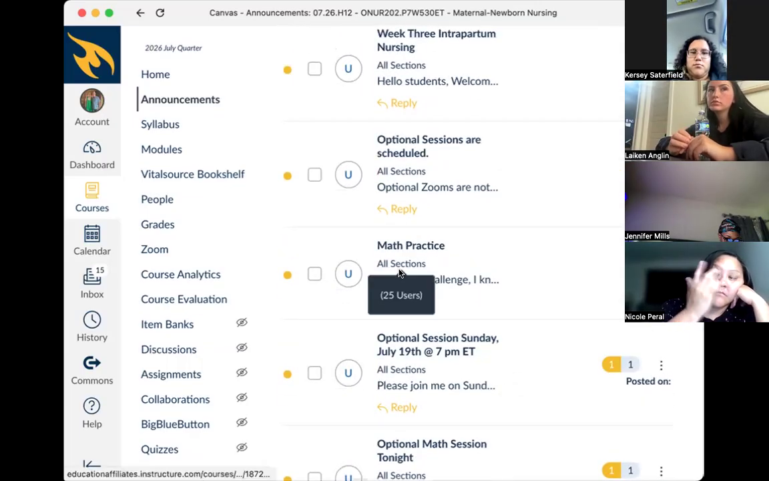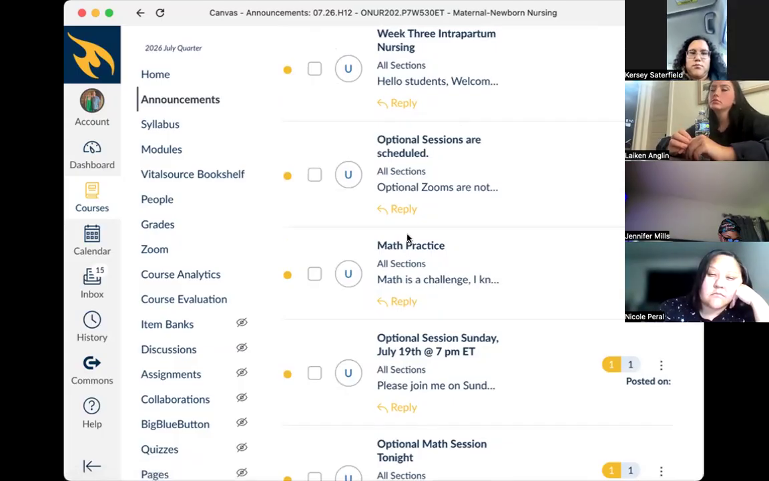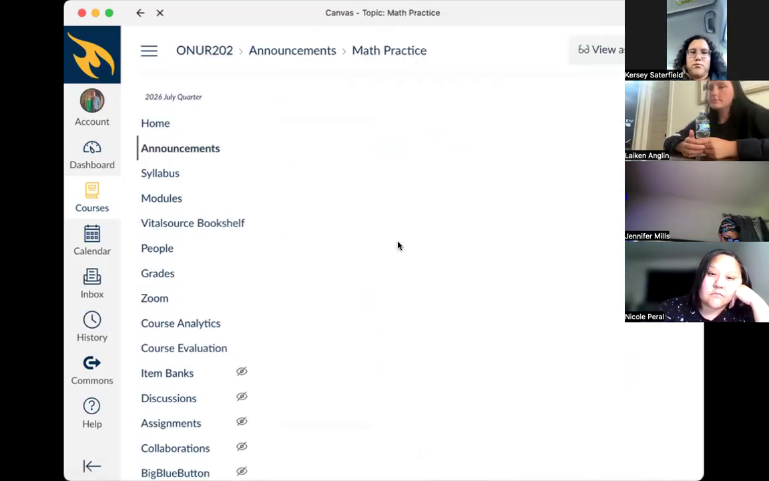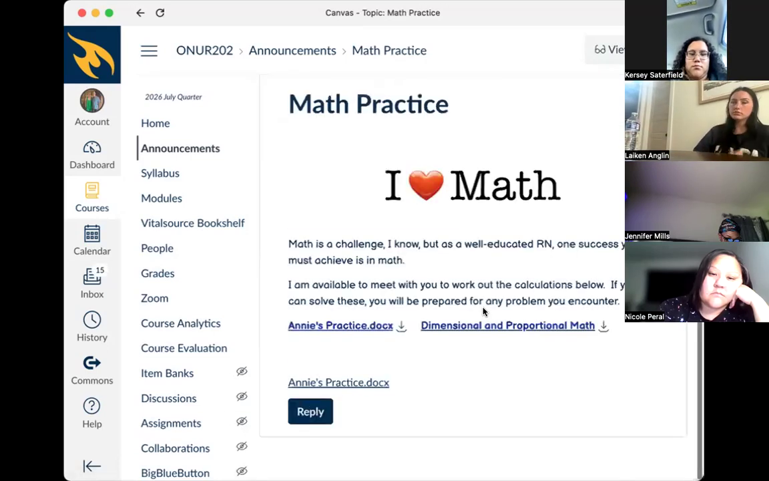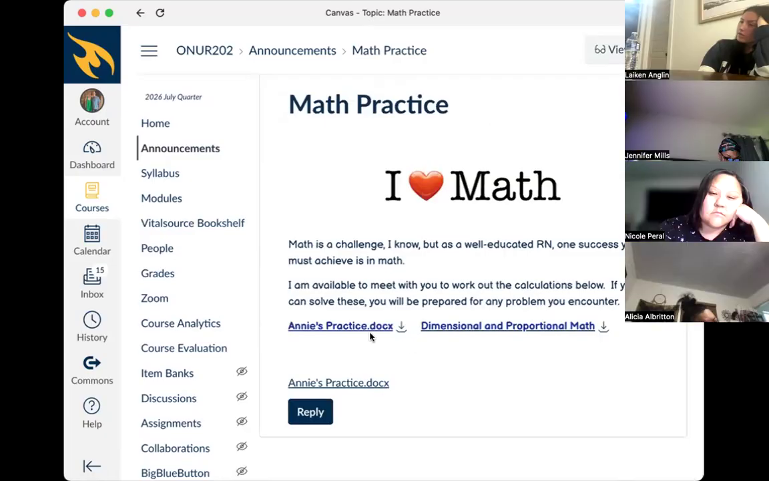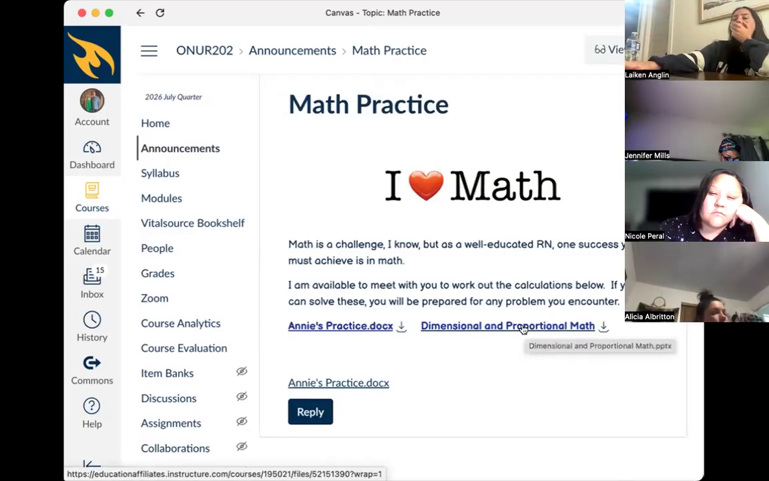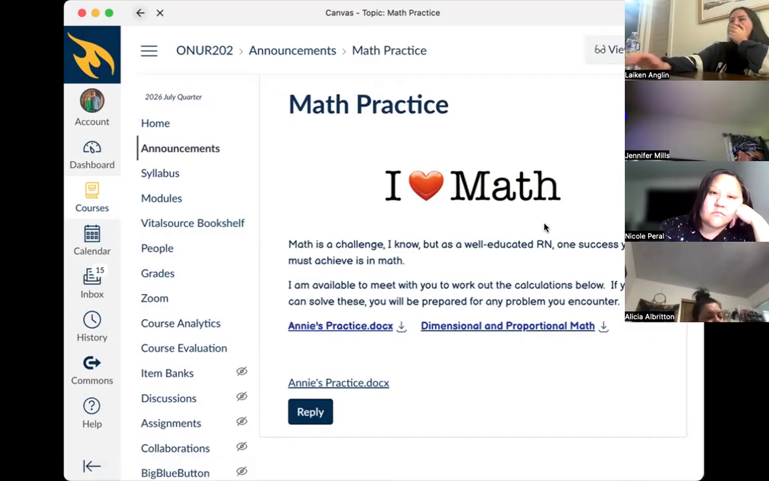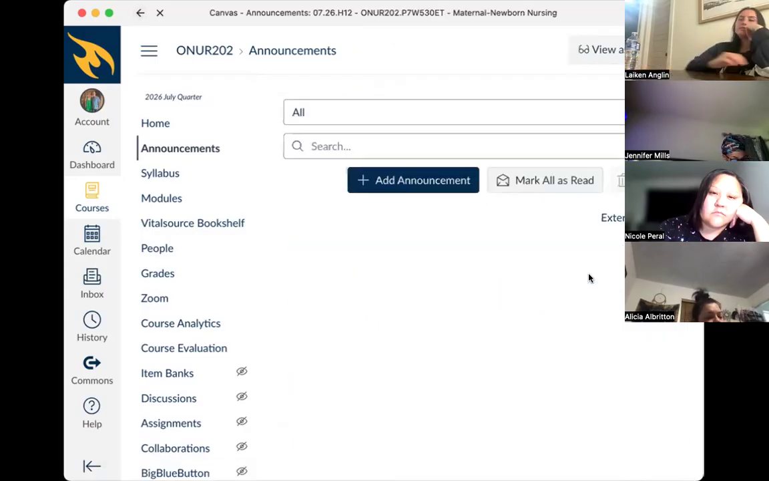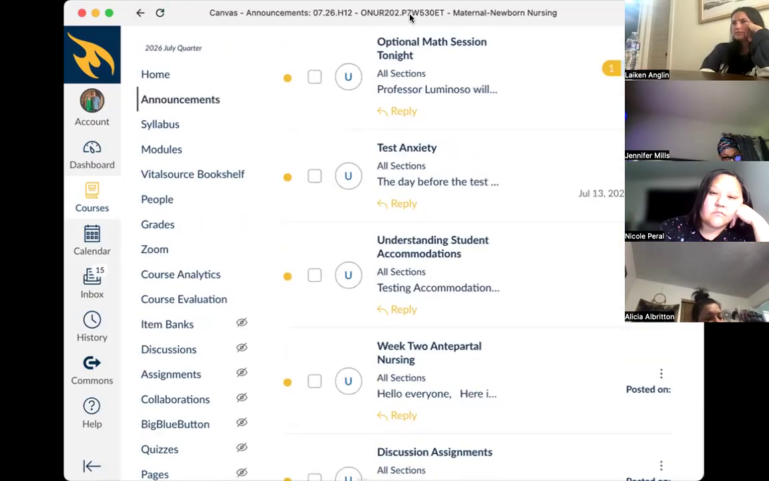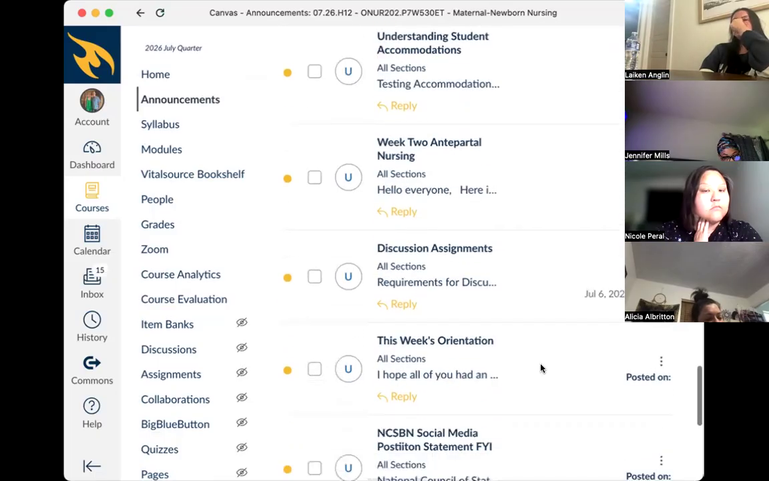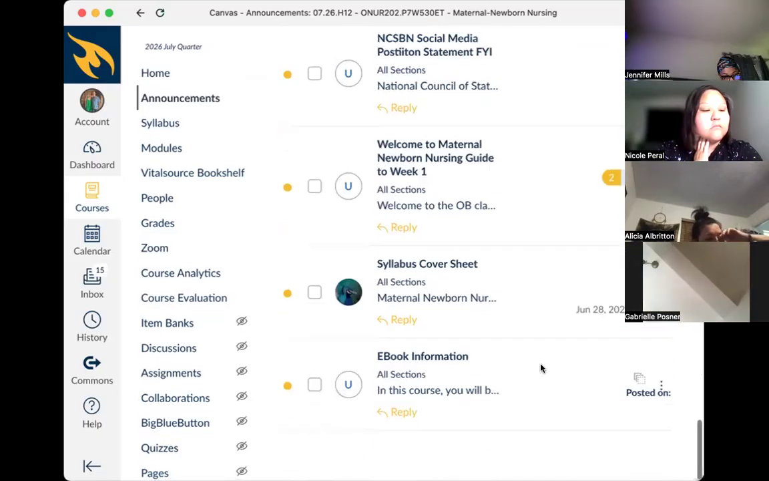Here is an announcement that should have been put in at the beginning of the term. This is the math practice announcement. If you come into this math practice, there's a whole bunch of different practice problem docs that you can use. This is a good resource if you've been struggling with math, because I think there are at least 5 math problems on exam 2. So you definitely want to have that down. That's where you can find some extra math problems.